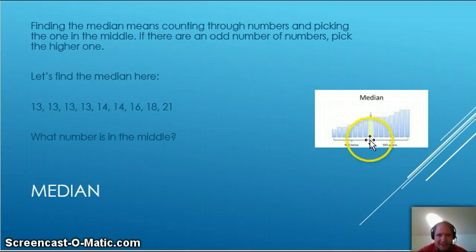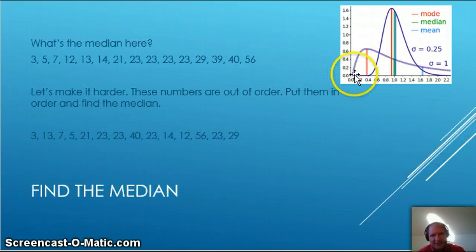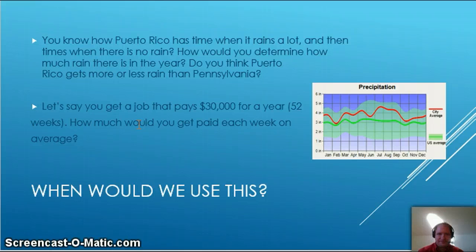So median is right in the middle. The median is the middle number. If we have a bunch of numbers here, the one in the middle is the median. The easy way to remember this, have you ever seen these things? These are median strips. If you imagine your arm, there's a nerve called the median nerve that runs right through it. So I gave a lot of numbers here. We'll do this in the live class.